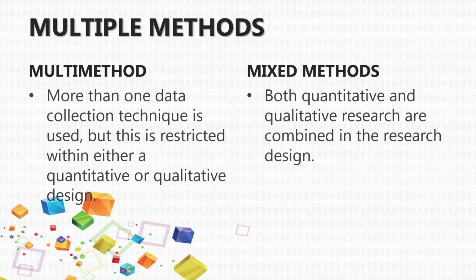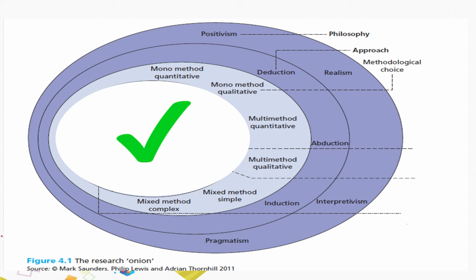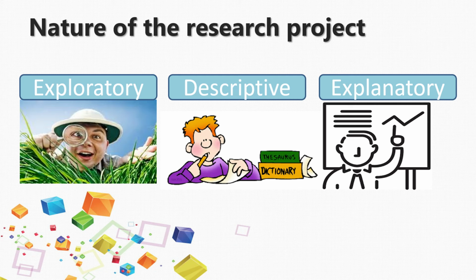In terms of the multi methods, like what we said, multi method is more than one data collection technique, but still within either quanti or quali. In mixed methods, both quanti and quali are combined in the research design. Okay, so we have ticked off philosophy, we are done with the approach, and we are also done with the methodological choice. Okay, but before we close off, let's take a look at the nature of your research project. Like what we have said, it may be exploratory. Exploratory is normally associated with the realist philosophy. Okay, exploratory would mean that you would like to observe the trends that you get to see in the data. It may be descriptive.